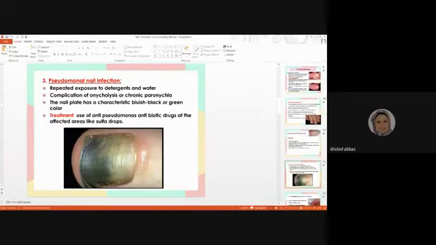From this, as we said, the bacterial infection could be a Pseudomonas infection. This is the color of Pseudomonas infection, which is a green color. In green nail, the nail plate has a characteristic bluish, black, or green discoloration. Treatment: use of antibiotics and sulfa drops.